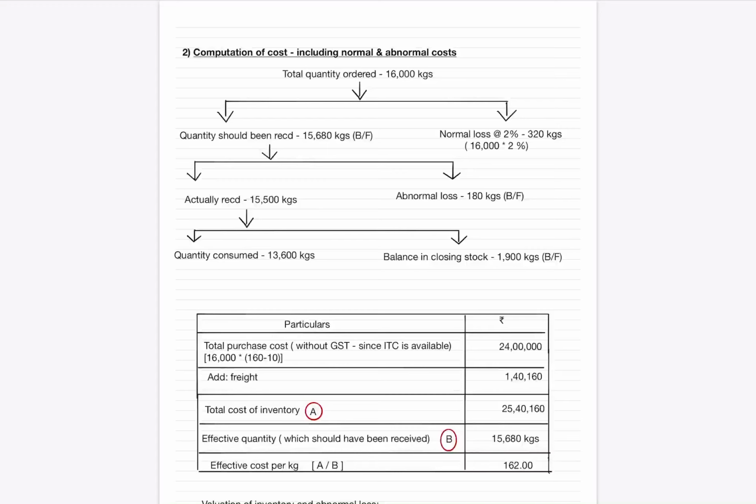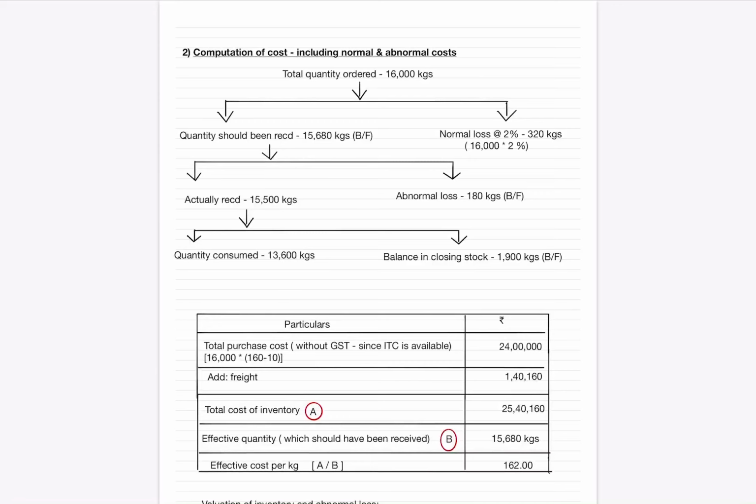Captain Rogers Limited ordered 16,000 kg of certain material at rupees 160 per kg. The purchase price includes GST of rupees 10 per kg, in respect of which input credit is available. Freight incurred amounted to rupees 1,40,160. Normal transit loss is 2%. The company actually received 15,500 kgs and consumed 13,600 kg of material. Compute the cost of inventory under AS 2 and the amount of abnormal loss.